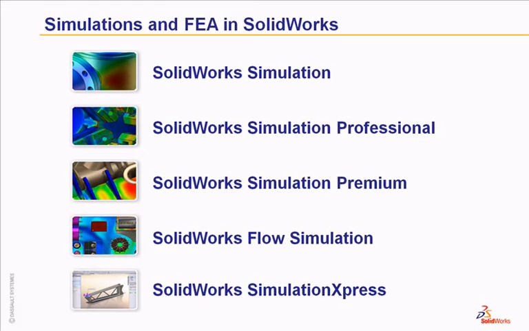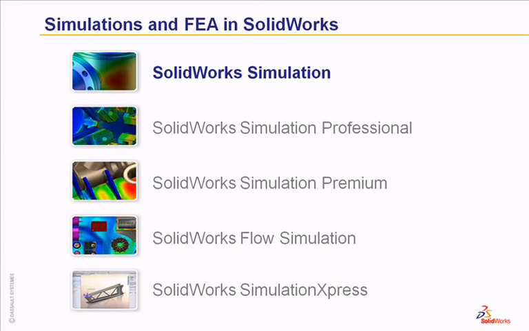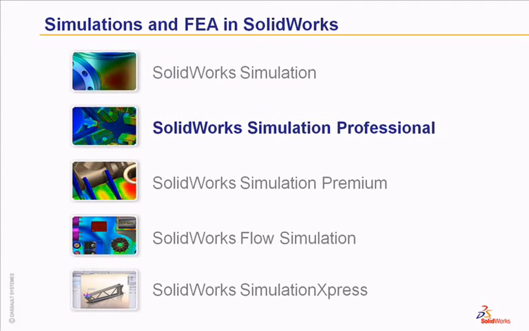SolidWorks provides 5 different simulation analysis packages: SolidWorks Simulation, SolidWorks Simulation Professional, SolidWorks Simulation Premium, SolidWorks Flow Simulation, and SolidWorks Simulation Express. SolidWorks Simulation is included with SolidWorks Premium and allows users to simulate assemblies, welded structures, and offers motion simulation and analysis. SolidWorks Simulation Professional goes beyond the basic simulations offered by SolidWorks Simulation. It includes failure prediction, drop test or impact simulation, buckling or collapse predictions, repeated loading simulation, and thermal simulation.